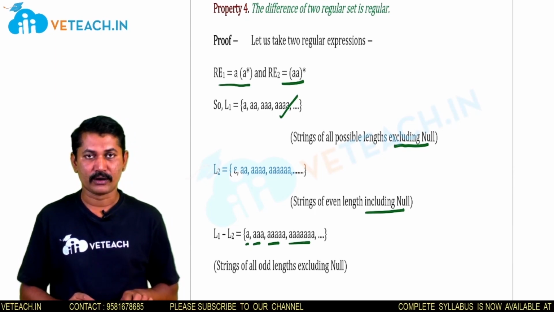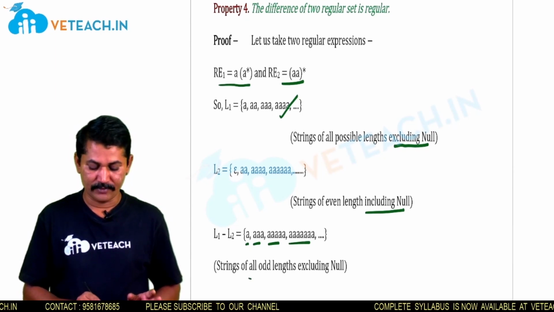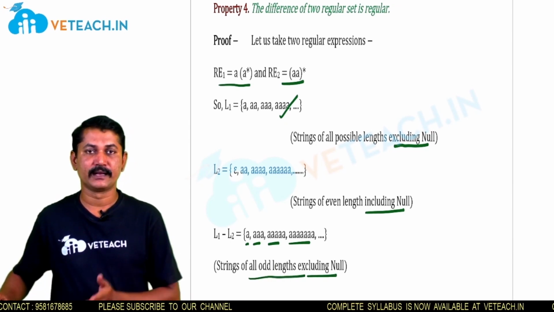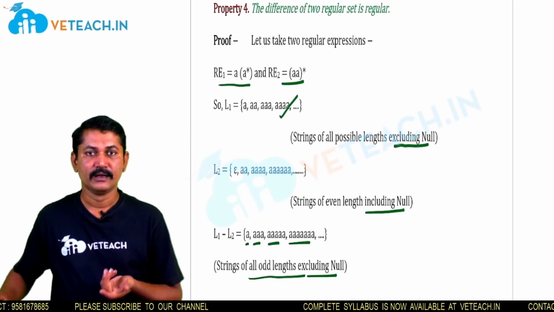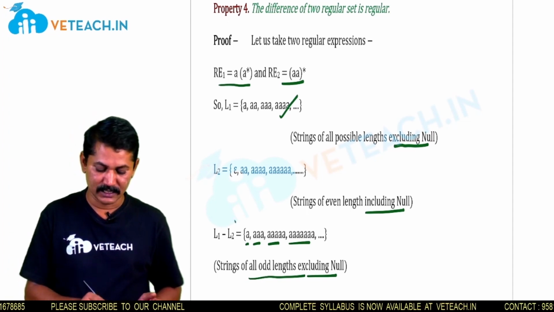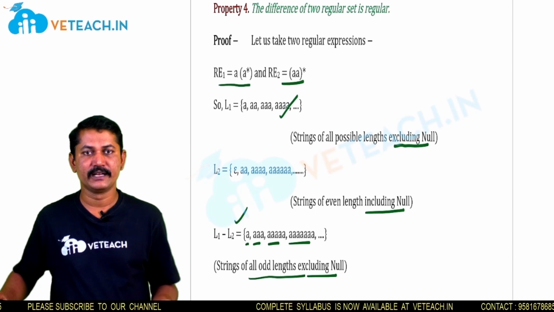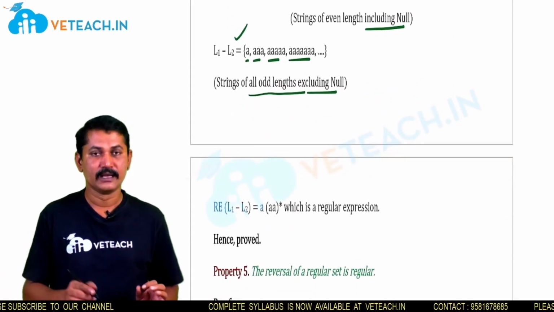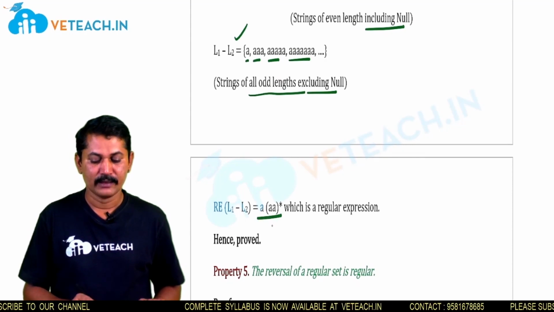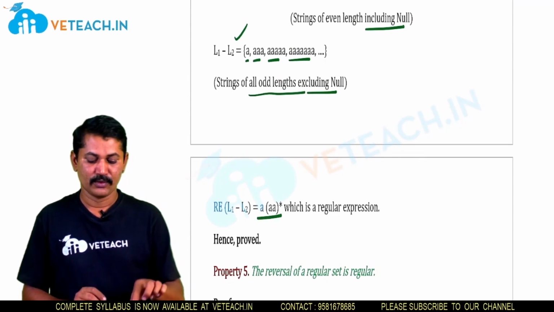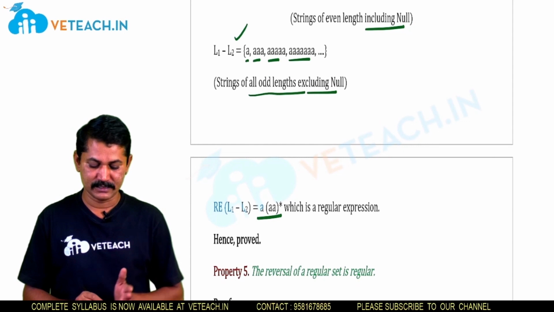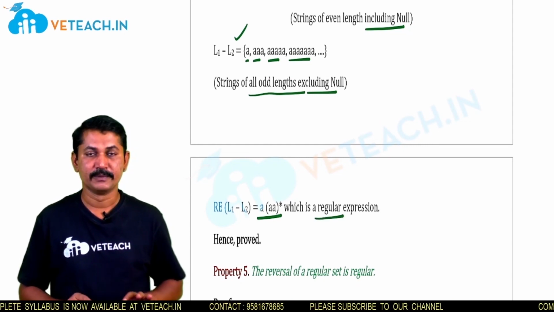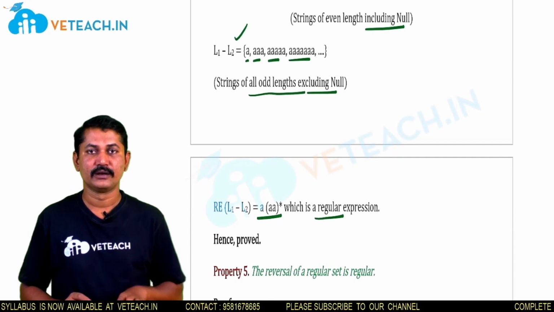So what we got is the strings of odd length excluding null. For that, we define the regular expression. We check whether we can define a regular expression on the result or not. If we can define the regular expression, then we can say that it is regular, that means the difference is regular. Yes, here we got the resultant regular expression for the difference between the two languages, which is regular. That means the resultant expression is also regular.